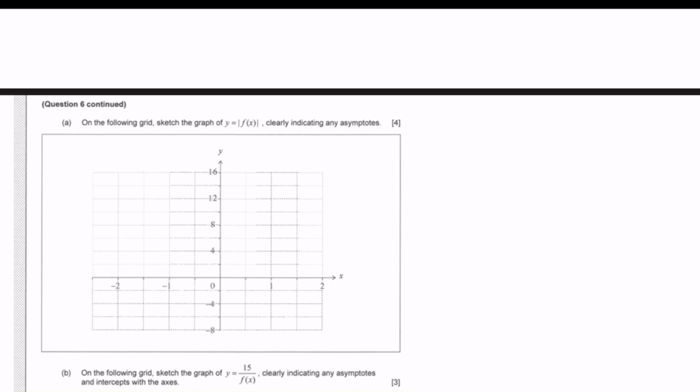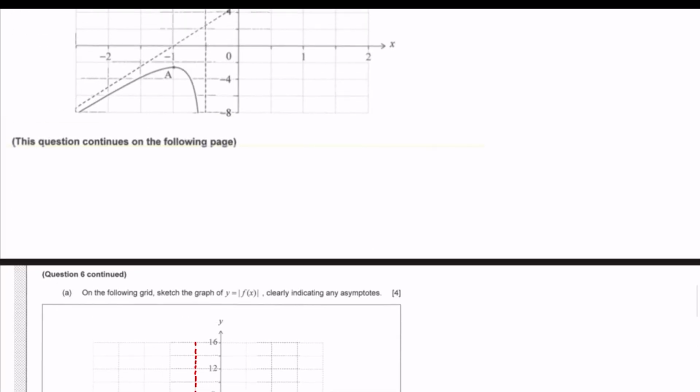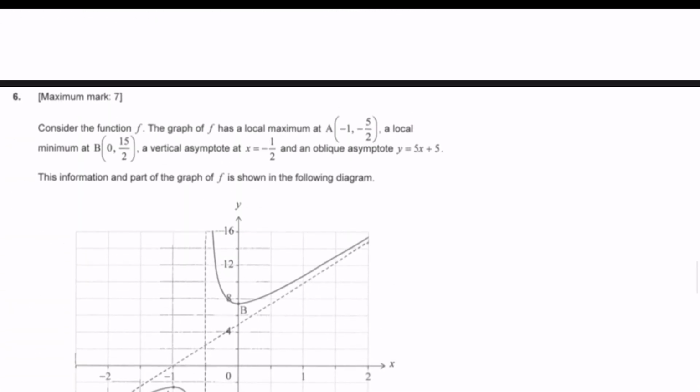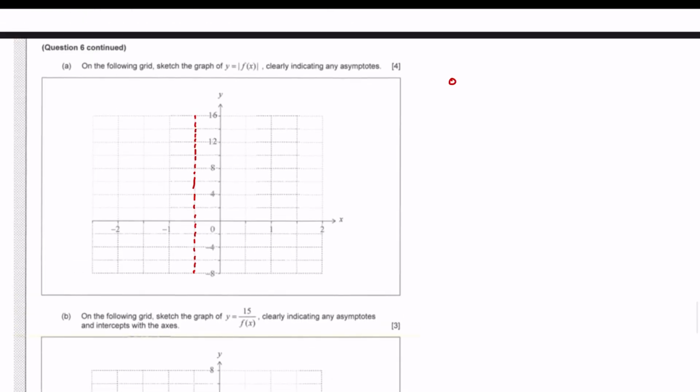So the idea is anything above the x-axis does not change when you replace it with mod. The stuff below the x-axis will get reflected above. The vertical asymptote remains the same. There won't be any changes with it. But there'll be a change in the oblique asymptote. The oblique asymptote was 5 plus 5x, right? And it will become mod 5x plus 5.